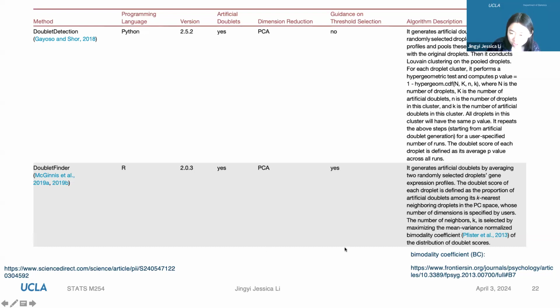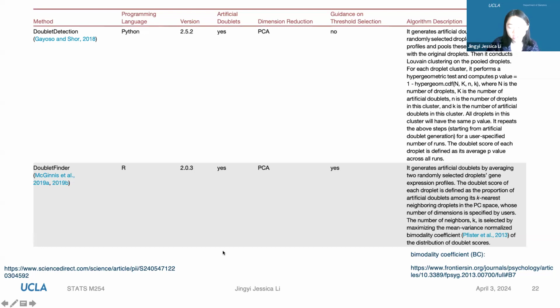Then you can plot the doublet score distribution across all droplets. For each K, the KNN in this step determines the proportion, right? So for each K, you get a set of doublet scores for all droplets. Then you plot the distribution of doublet scores. When you change K, the doublet score distribution will change, and you want to maximize the bimodality coefficient. And this is the reference for this definition of bimodality coefficient.